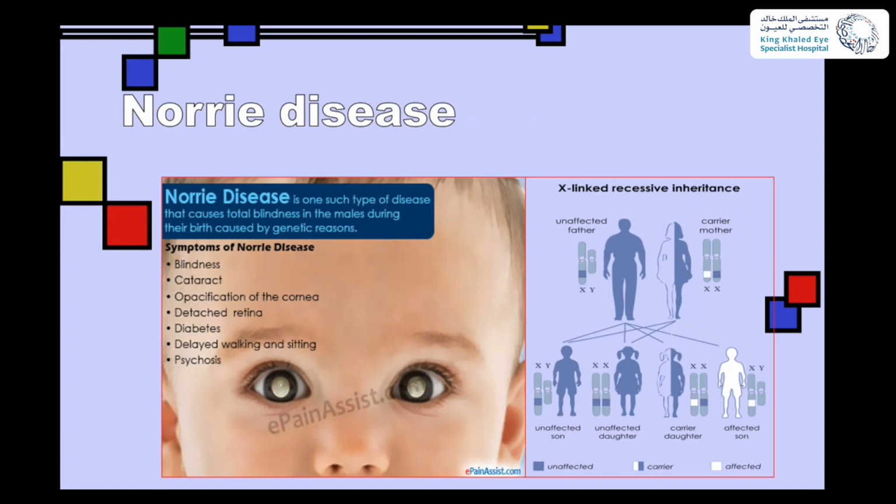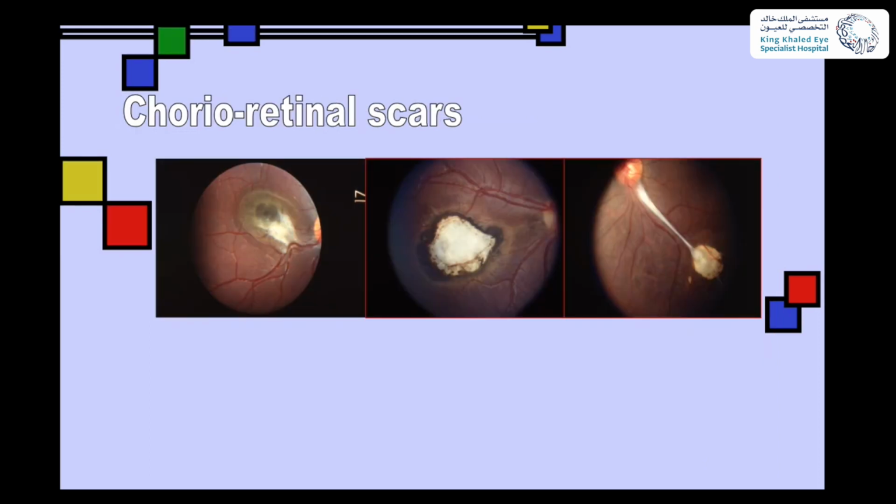Norrie disease also could cause blindness, cataract, ossification, bilateral, and it is X-linked recessive. You could see a patient with just a small scar in the retina, and we didn't know what's the cause. Sometimes this is a larva, sometimes toxocara or trauma.